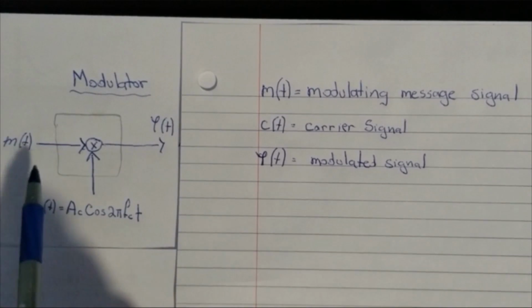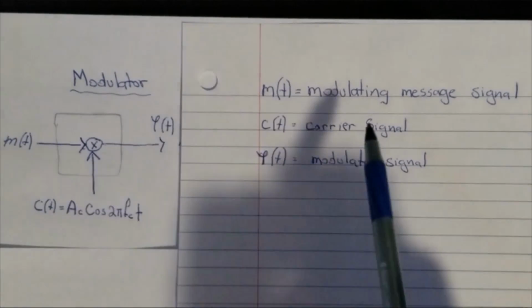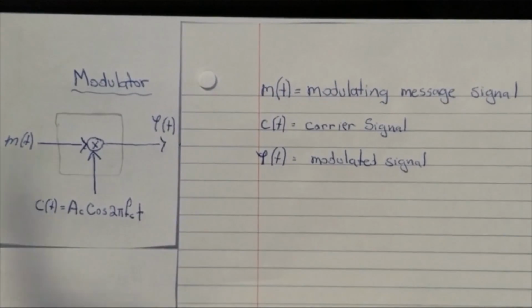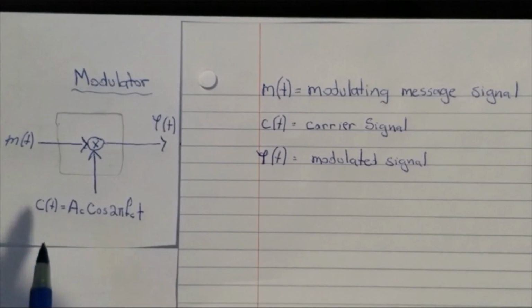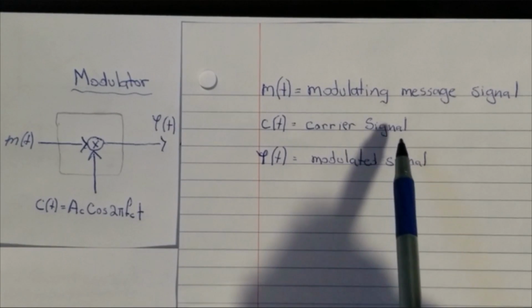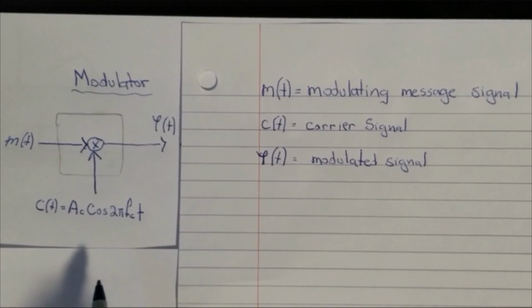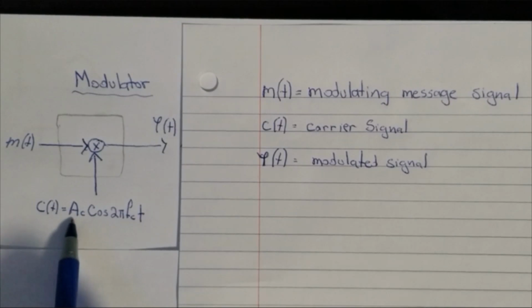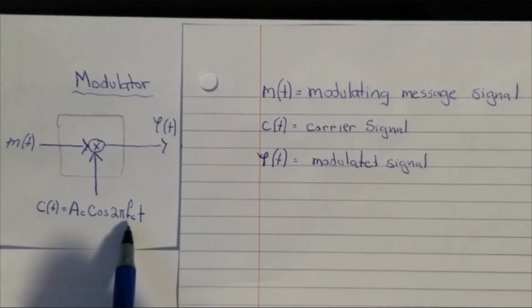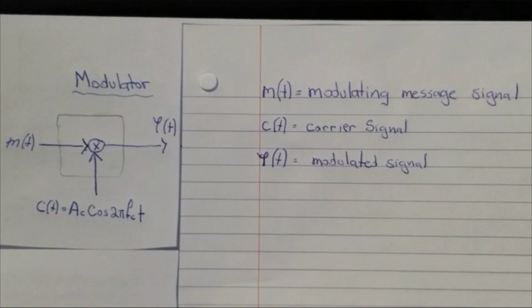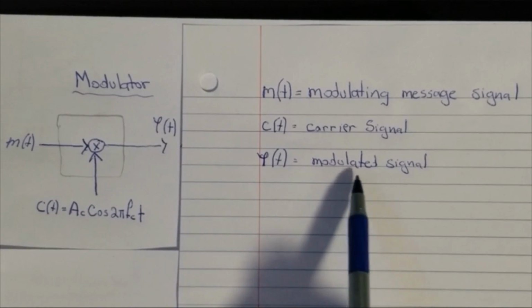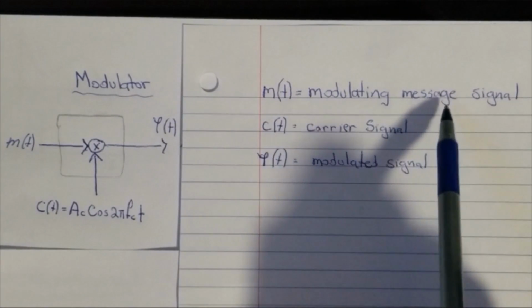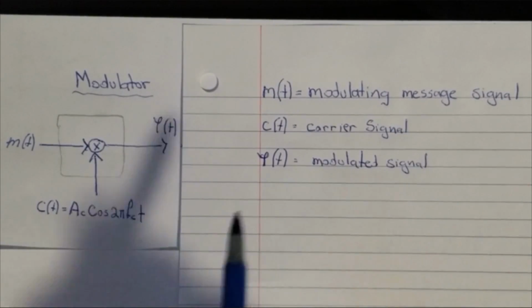First of all, this is the M of T, which is the modulated message signal. This is the signal that you're attempting to transmit. Could be a speech signal, could be a song, whatever. This C of T is the carrier signal. It's usually modeled by a cosine. This is the amplitude of the cosine, and this is the frequency of the carrier. And finally, the output of this modulator is the modulated signal, as opposed to the modulating signal. The modulated signal is the output of the modulator.